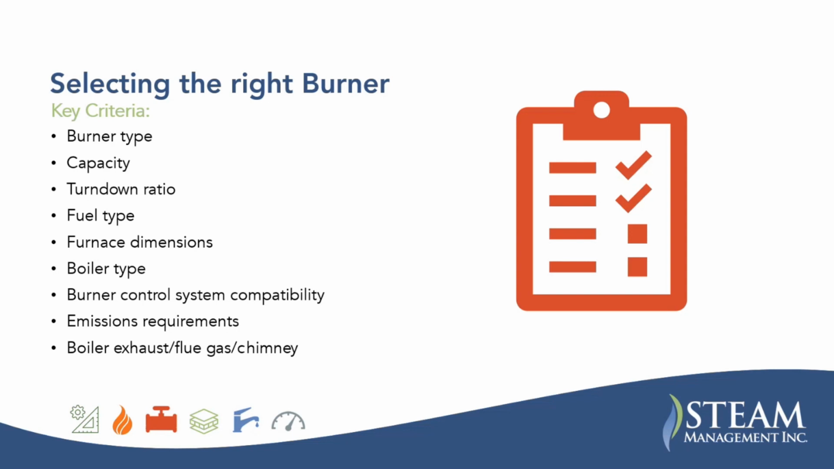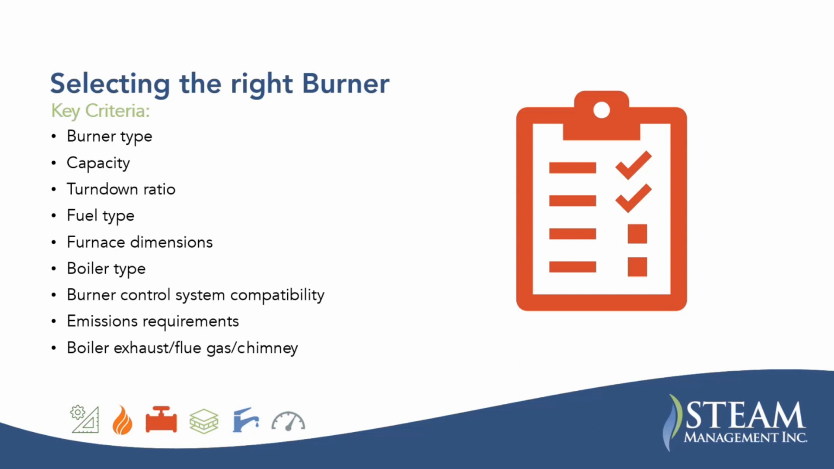Turn down ratio. When you talk about turn down ratio, you're talking about the ratio of the maximum firing rate of the burner compared to the minimum firing rate that it can operate at continuously. So if the max capacity is 10,000 MBH and the minimum continuously operating capacity of the burner is 1,000 MBH, then you have a turn down of 10 to 1. 10 to 1 is typical for industrial burners. 3 to 1 might be typical for more commercial boilers or burners rather.